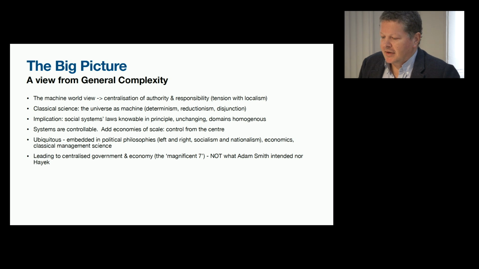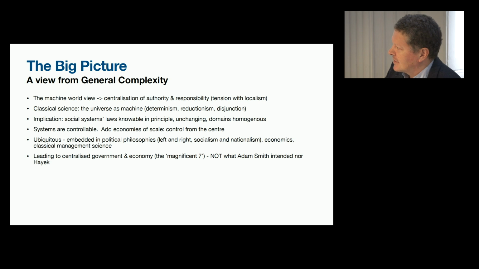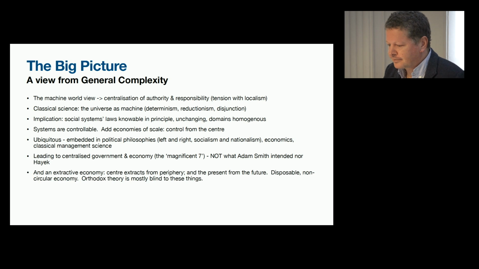So it leads to a centralization of government and the economy. And I like to think of the phrase the Magnificent Seven. Some of you might know what I'm talking about. This is Apple, Alphabet, Amazon, Nvidia, Microsoft, etc. There are seven huge companies now. And interestingly, Tesla's in there, but I would replace that with Elon Musk. And I want to really emphasize, from a complexity point of view, from an economics point of view, people like Adam Smith and Hayek did not intend this. They did not intend this horrendous centralized economic system.